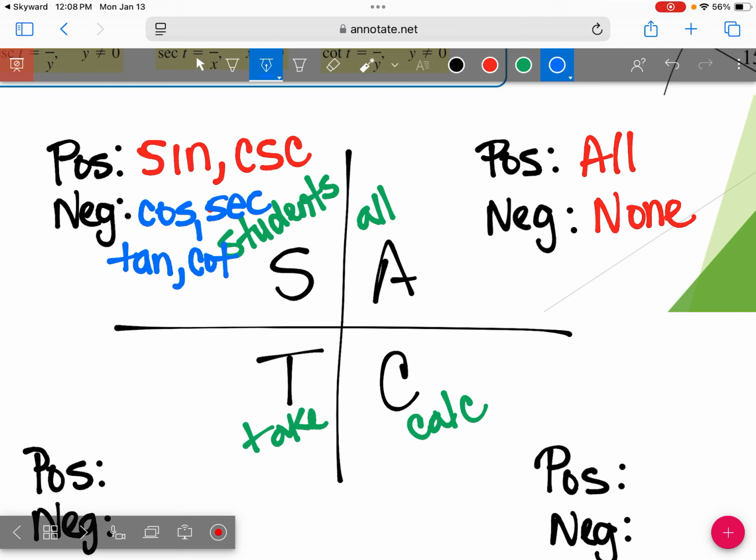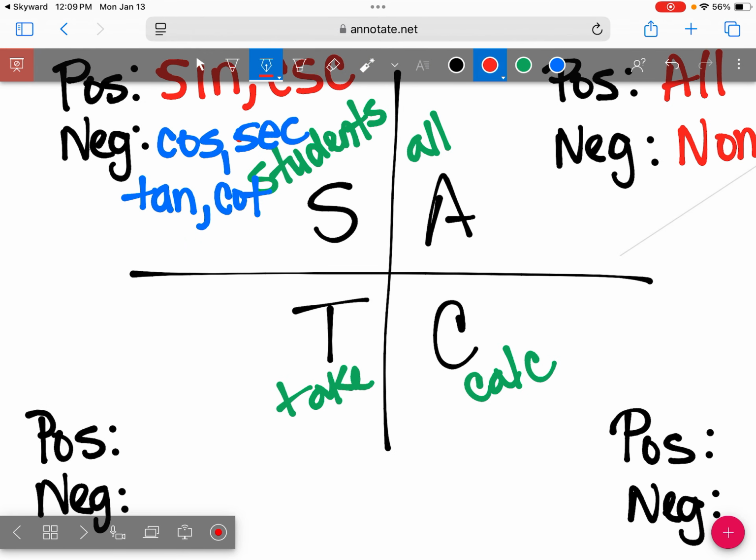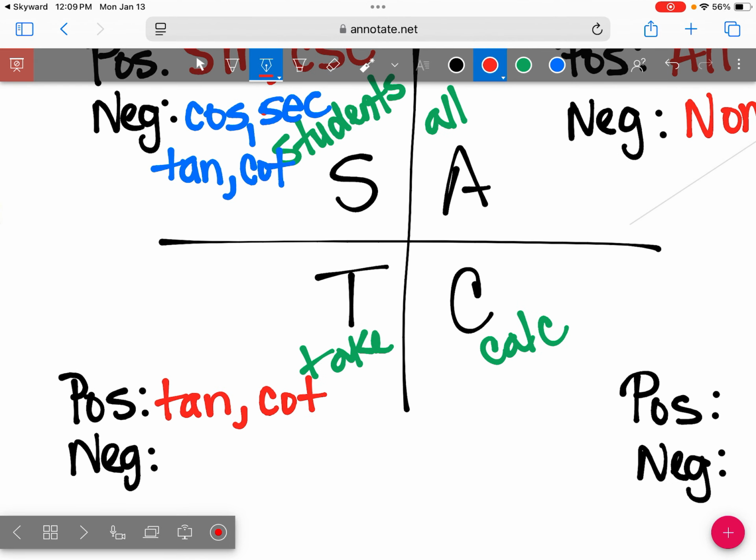So what do you think the T stands for in quadrant 3? Tangent. So the T for take, that represents tangent. Tangent is positive. And the sister is positive. That's all that's positive. What's negative? Everything else. So that means that cosine, secant, sine, cosecant. That's all going to be negative. Go ahead, fill that in on your unit circle.